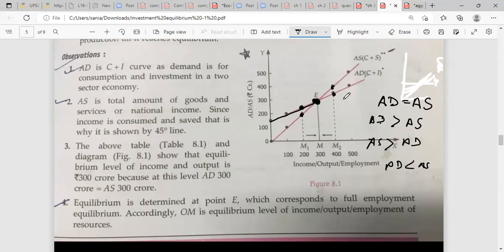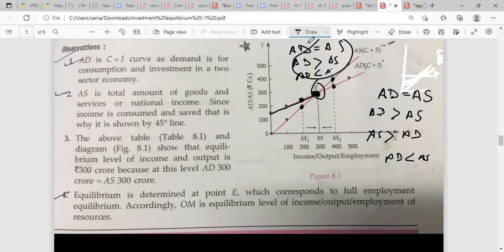Yes, right? So we have three situations. One, when AD is equal to AS, this point. At this point, AD is above, so AD is greater than AS. And at this point, AD is down and AS is up, so AD is less than AS. So we have three points. When AD and AS are equal, this is the equilibrium point, right?